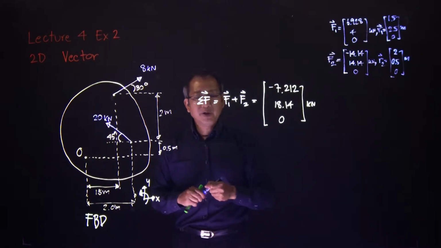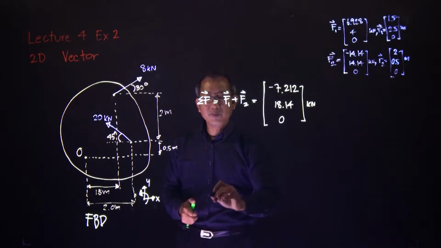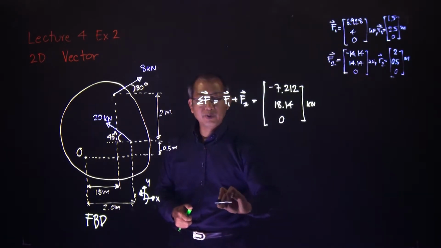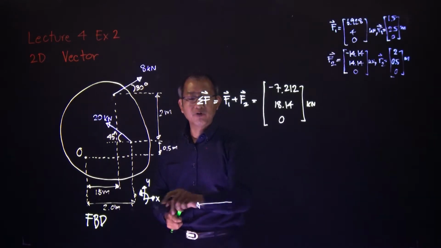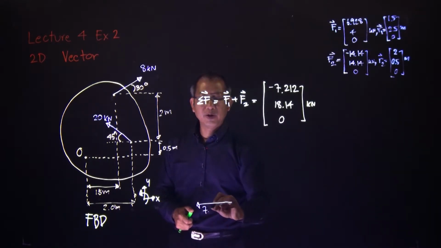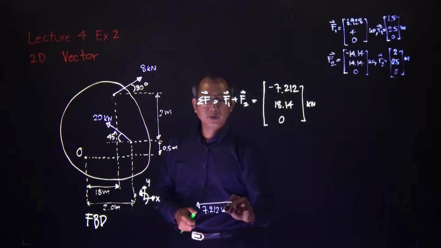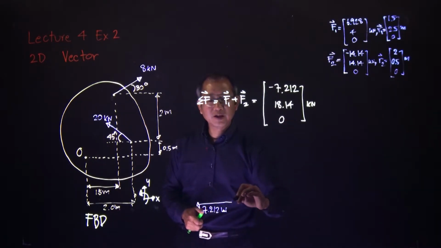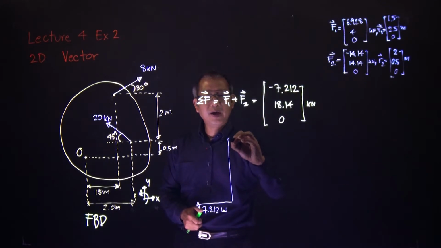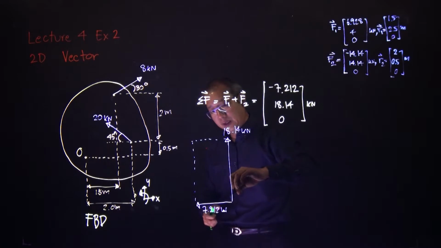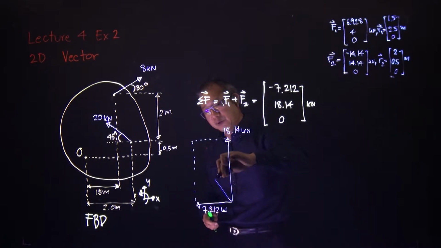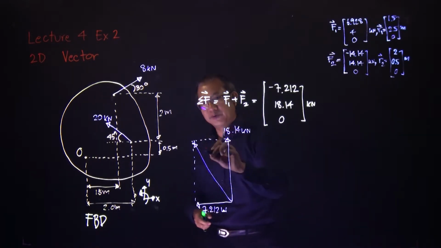Start off with the x. Minus 7 is going from the right to the left-hand side, opposite to the x direction we assumed. So 7.212 kilonewton to the left. In the y, positive, therefore upwards, 18.14 kilonewton. Make the rectangle, and then we have the resultant force going there, sigma F.